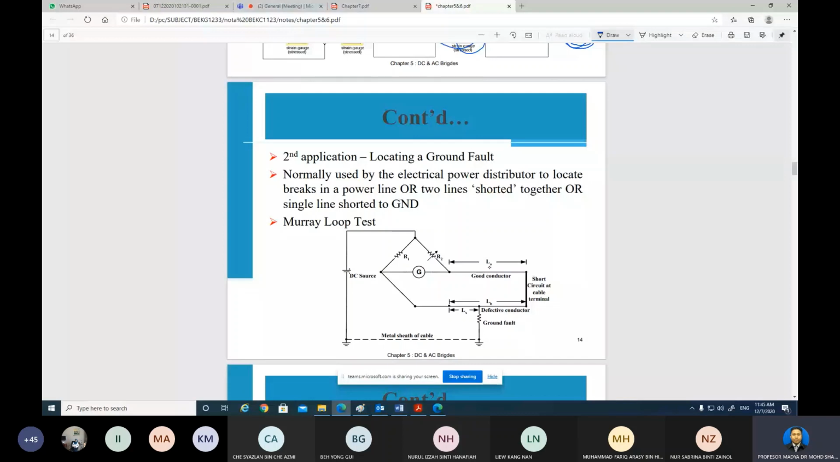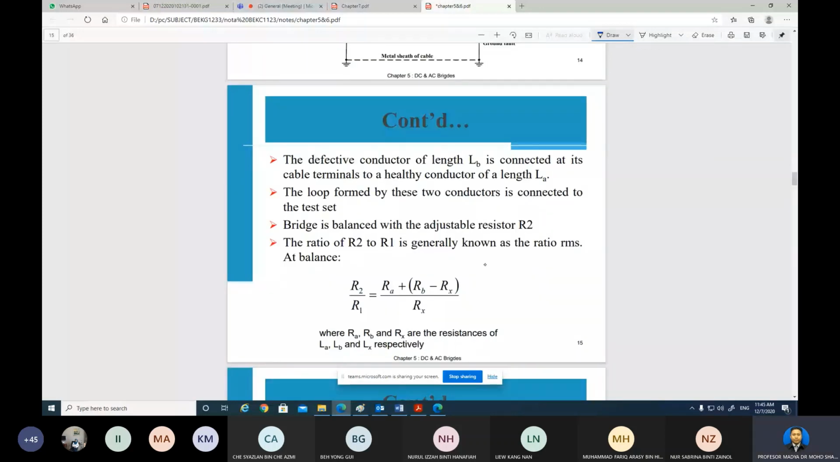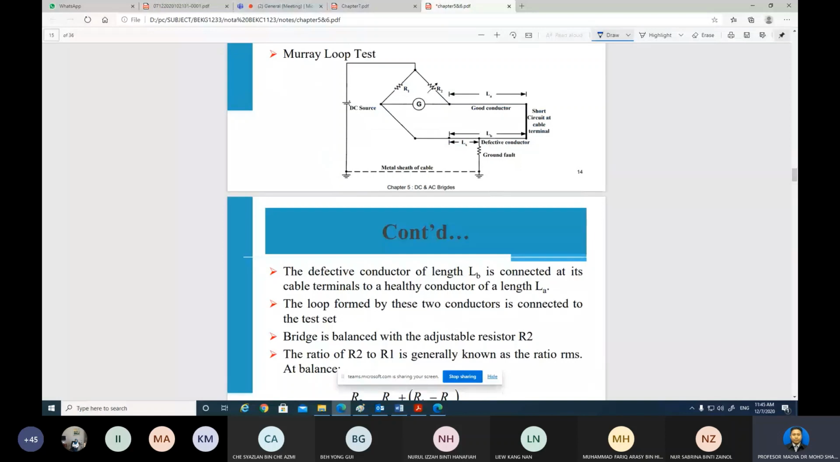That is the second application for the Wheatstone bridge. Here, the defective conductor of length B is connected at its cable terminal to the healthy conductor of length A. You can see on this figure, this is LA and this is LB. LA is the good conductor and LB is the defective conductor, and we have to measure the Lx to put the ground, the location of the ground.